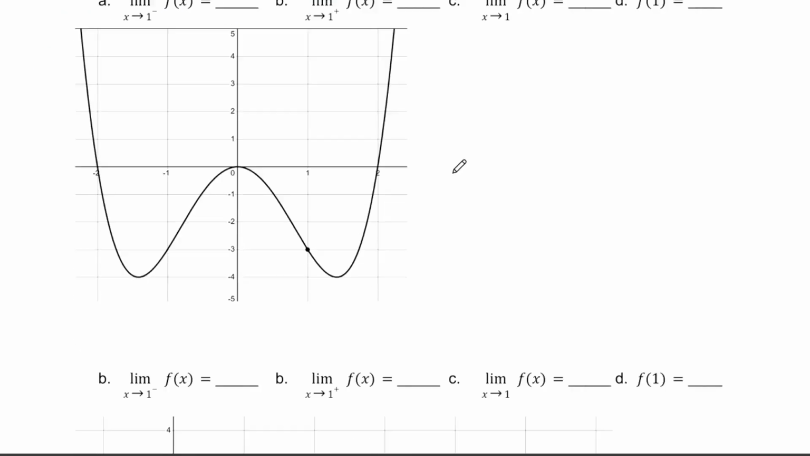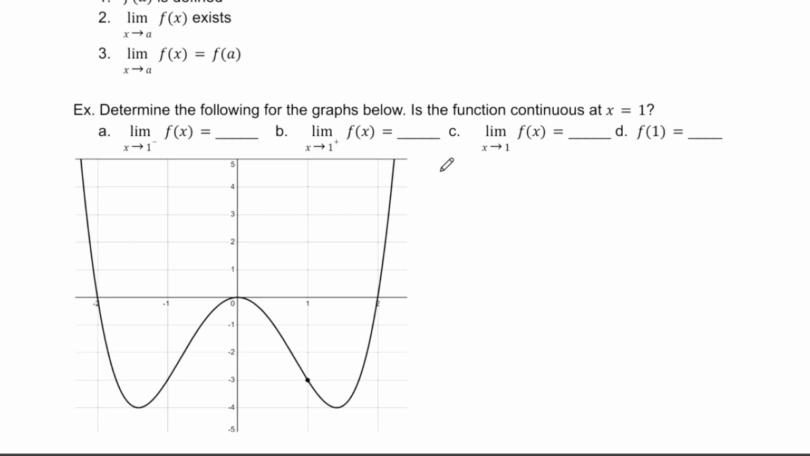Let's try an example. We want to determine whether the function is continuous at x equals 1. First, we approach 1 from the left. The graph approaches -3, so the left-hand limit is -3. Next, we approach 1 from the right. The graph also approaches -3, so the right-hand limit is -3. Since both sides approach the same value, the overall limit is -3.